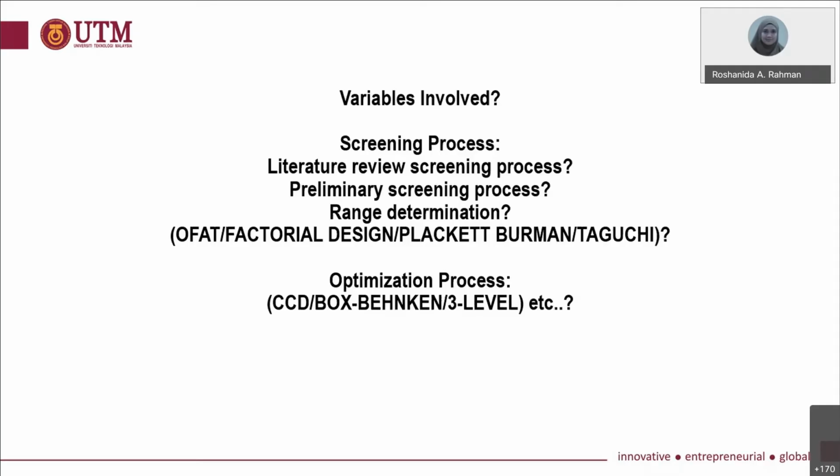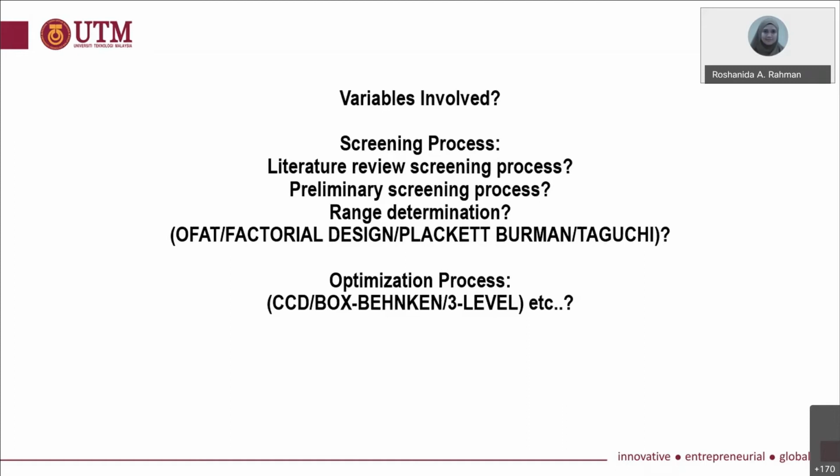And when you want to start your screening process, another question will come up. What is the best method for my screening process? Am I going to use OFAT, one factor at a time, the conventional method? Or am I going to use factorial design, two-level factorial design? How about the Plackett-Burman design? How about the Taguchi method? So for the designs that I put here, you can choose any of them for your screening process.